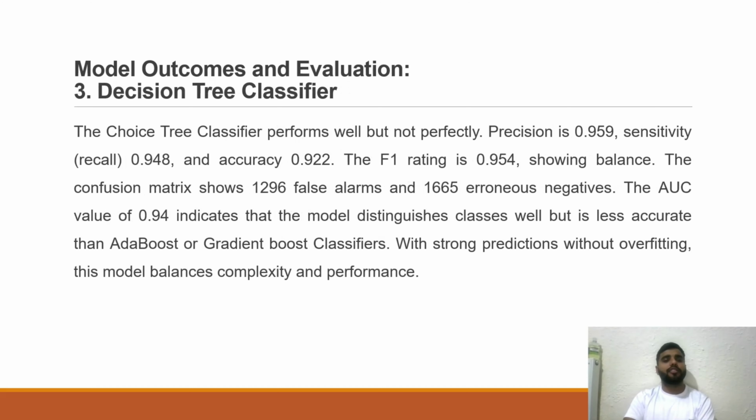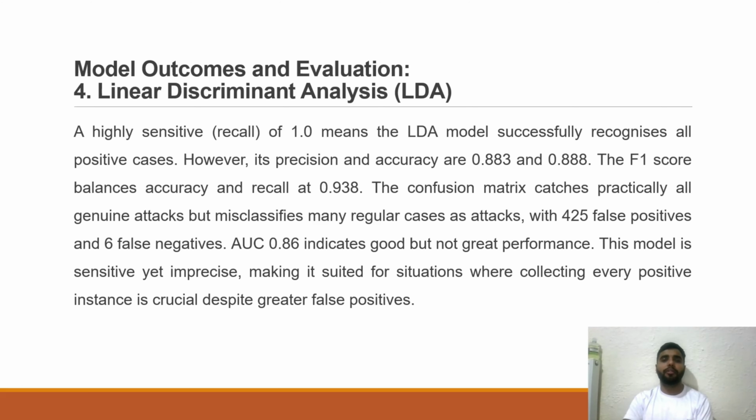The third one is the decision tree classifier. The decision tree classifier performs well but not perfectly. If we have a look at all of the results like precision, accuracy, recall, and F1 rating, all of the values are slightly different as compared to the first two models. Here it also found a lot of false positives and negatives. The final AUC value indicates that the model distinguishes classes well but is less accurate than the AdaBoost and gradient boost classifiers.